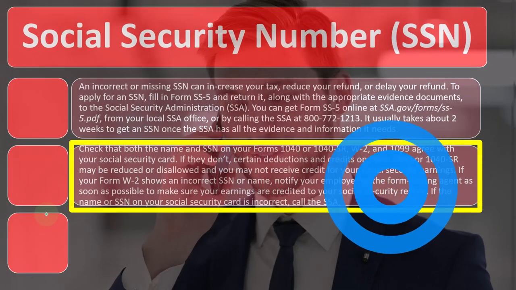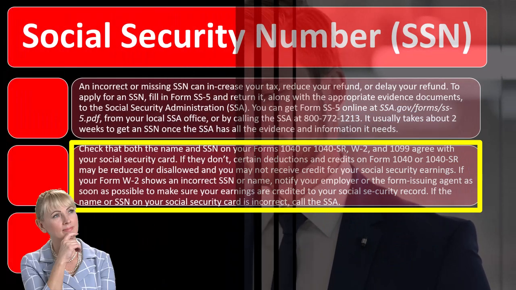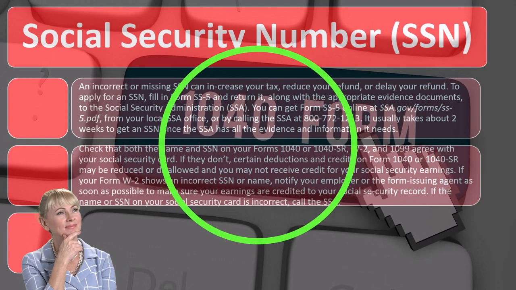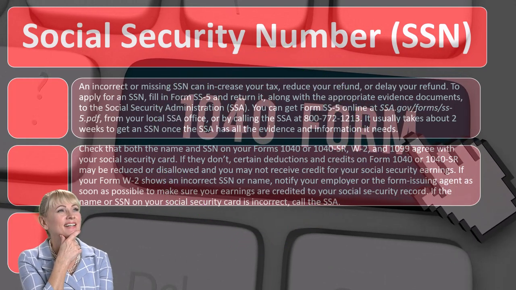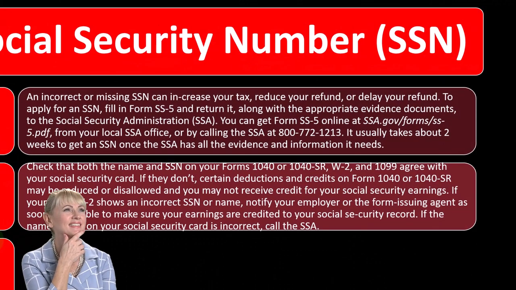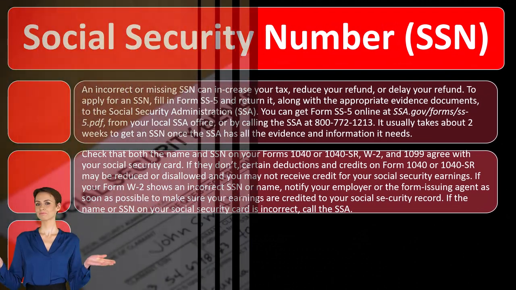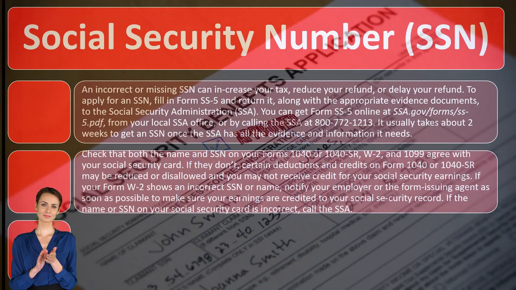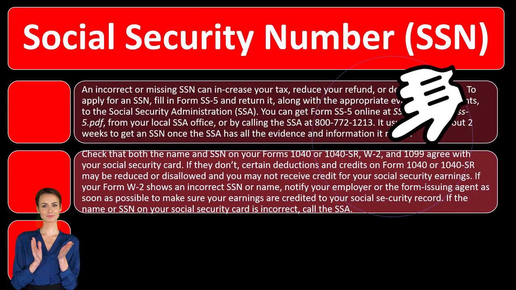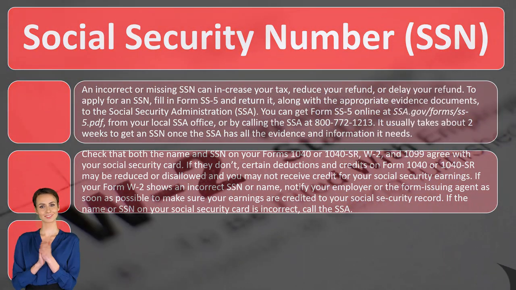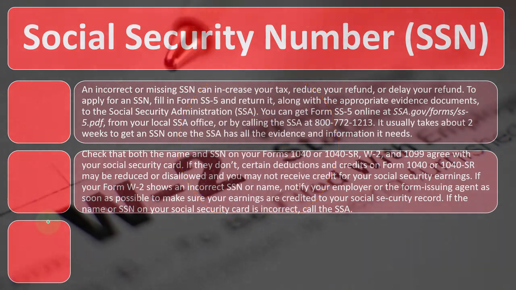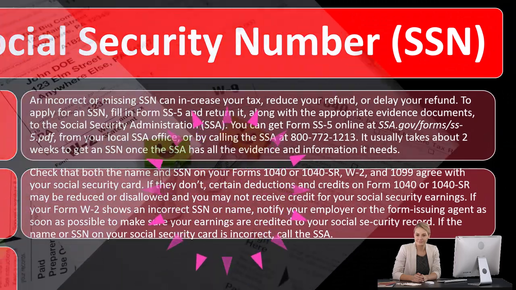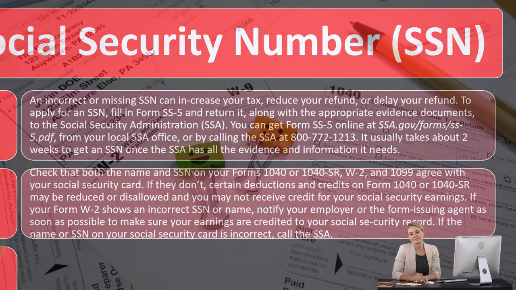So check that both the name and Social Security number on your Form 1040 or 1040-SR, W-2, and 1099 agree with the Social Security card. Note, you've got your Social Security number, and then you're going to get documentation from the people you worked for and people that paid you, typically the W-2 form. The W-2 form will have your name and Social Security number, and the IRS is going to have a copy of the W-2 forms having the name and Social Security number on it as well.